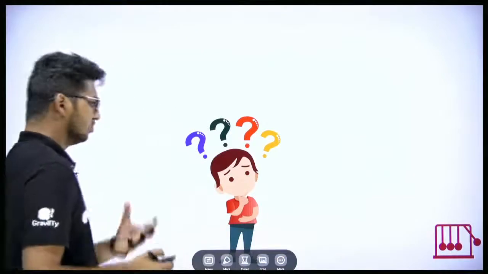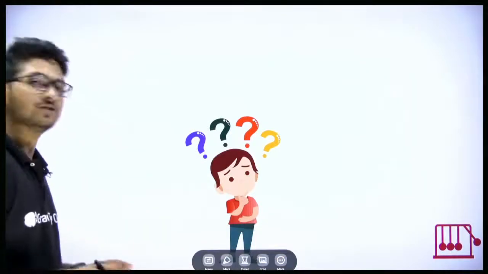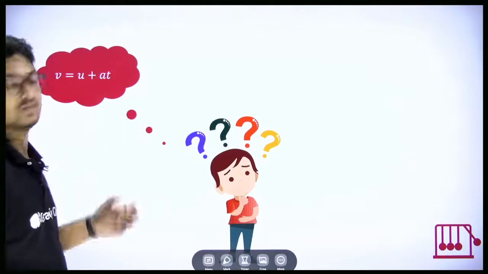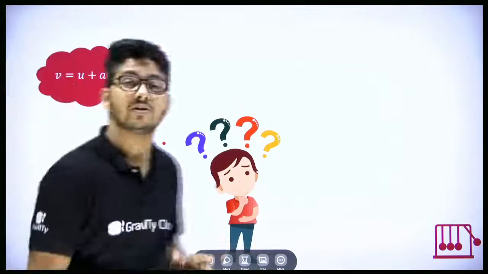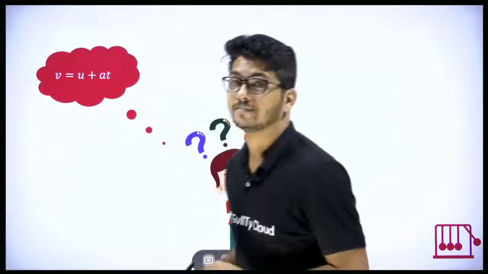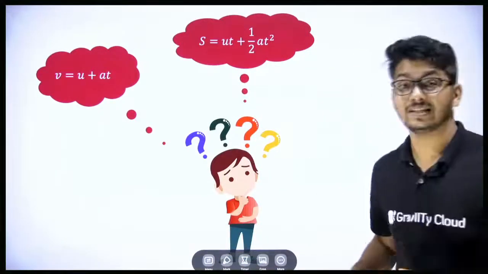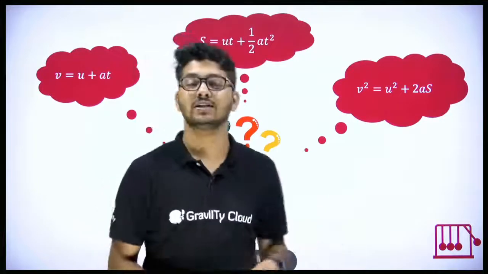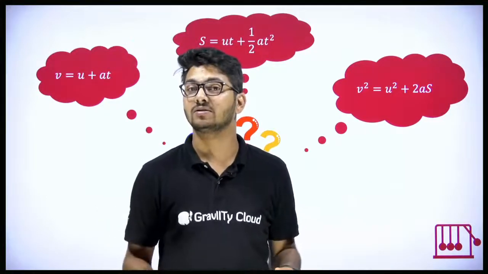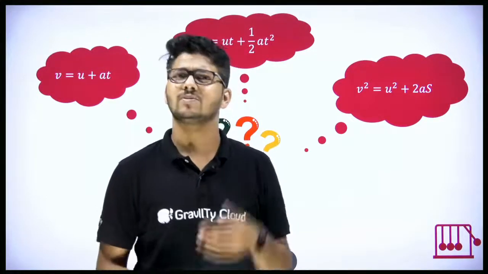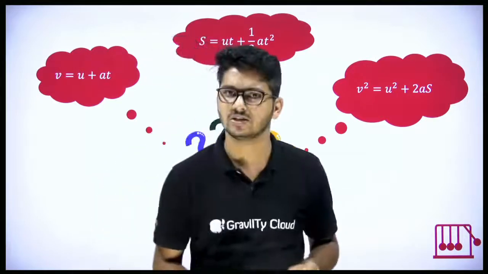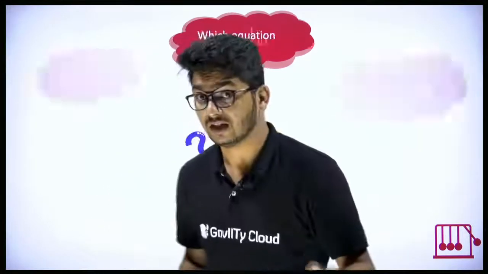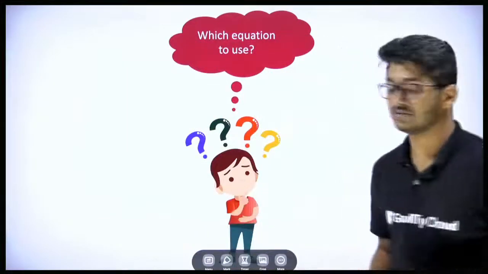So usually, most of the time we have this confusion. What is the confusion? Which equation to use, right? We have different equations. We have the equation v equals u plus at. We have the equation s equals ut plus half at squared. And we have the equation v squared equals u squared plus 2as. We have all these three equations, but the basic question is, if I come across a numerical, then which equation should I use?